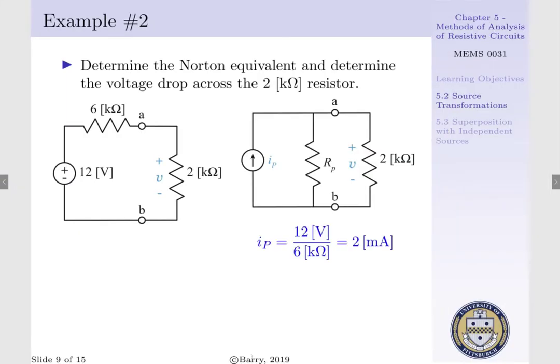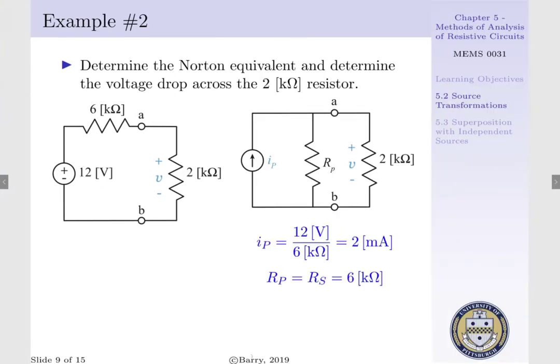To begin, we recall I sub P, or our short circuit current, is equal to V sub S per R sub S, where V sub S is our open circuit voltage per our Thevenin resistance, which would be 12 volts per 6 kilo ohms, or 2 milliamps. We recall R sub P is equal to R sub S, which is equal to our Thevenin resistance, which takes a value of 6 kilo ohms.